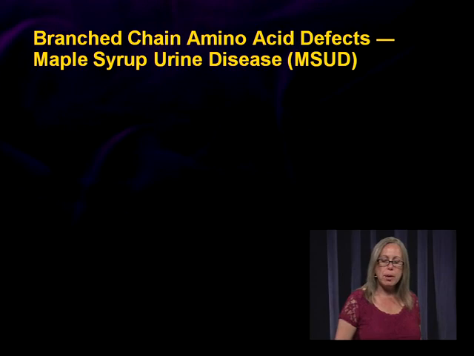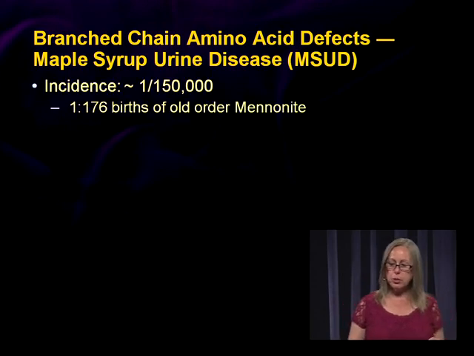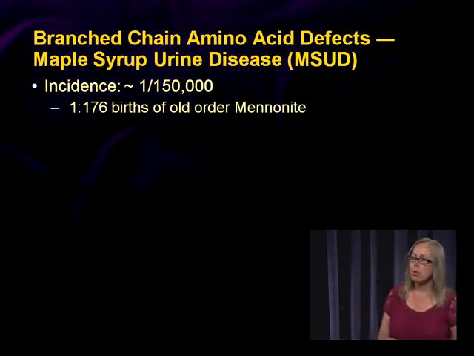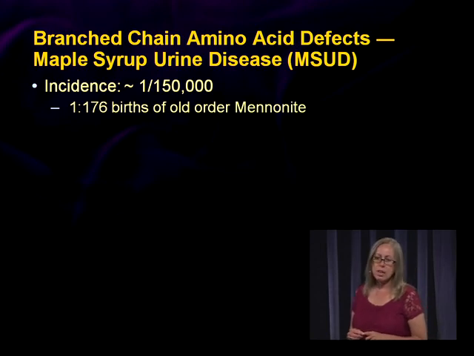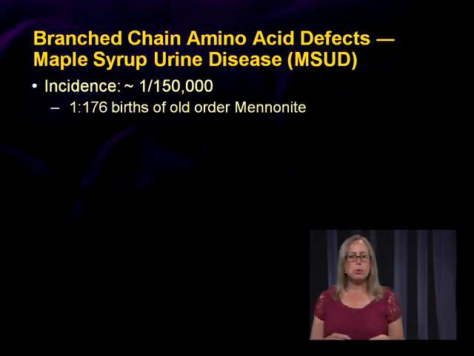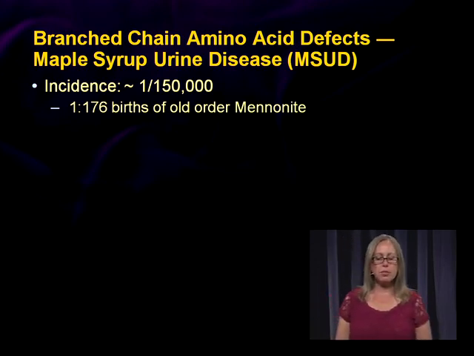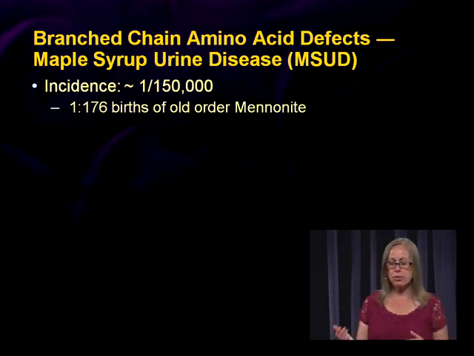So talk about maple syrup urine disease, or MSUD. The incidence is about 1 in 150,000, except if you're Old Order Mennonite. It's about 1 in 176 births. So if you live in Pennsylvania, Ohio, Indiana, we've tested for MSUD on newborn screening for a very long time. Other states did not, but you now can pick that up as part of the expanded newborn screen.